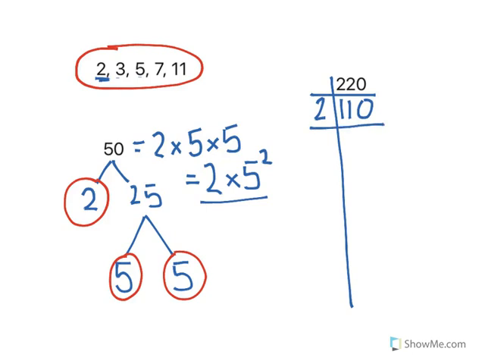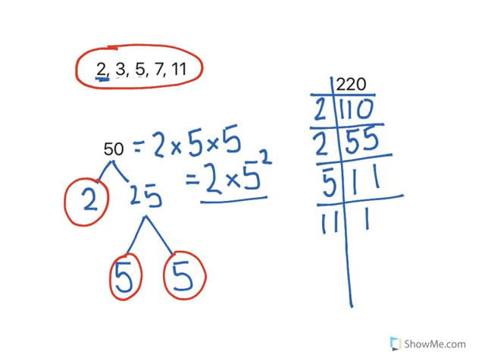I can divide 110 by 2. 2 times 55 gives me 110. Still not done. So 2 doesn't go into 55, 3 doesn't, but 5 does. So I'll put the 5 out, and it's 5 times 11. Now I need to keep going until I get the number 1. So 11 is a prime. I put the 11 on the left-hand side, and 11 times 1 gives me 11.